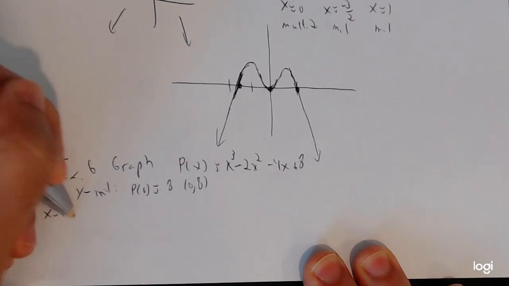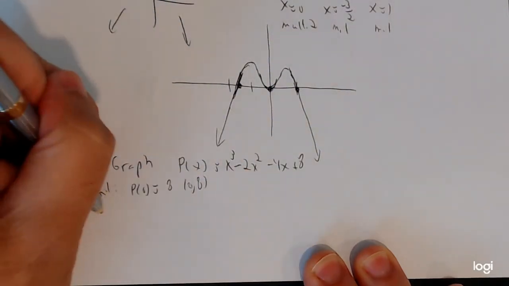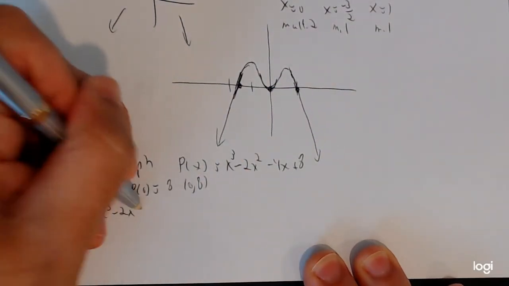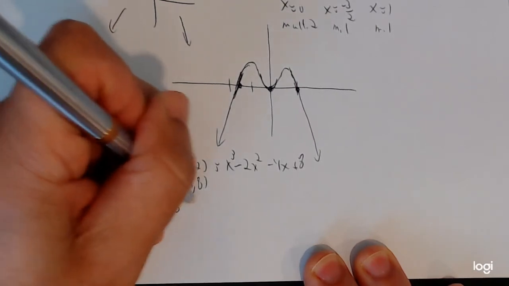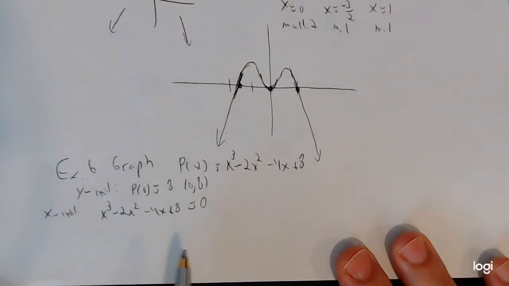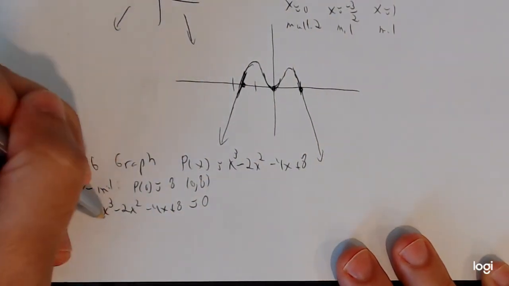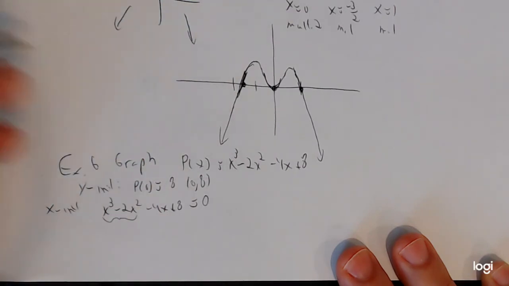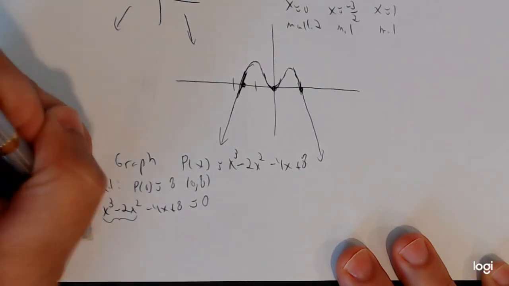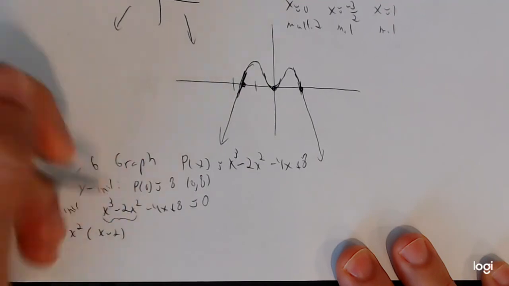For the x-intercept, we set this whole thing equal to 0 and we factor. Now for this one, if you notice, I have 4 terms, and not all of them have x's. So we factor by grouping, if you remember. So I'm going to group them. I'm going to say, hey, these two, what do they have in common? An x squared. I'm going to factor out an x squared, which leaves me with x minus 2.